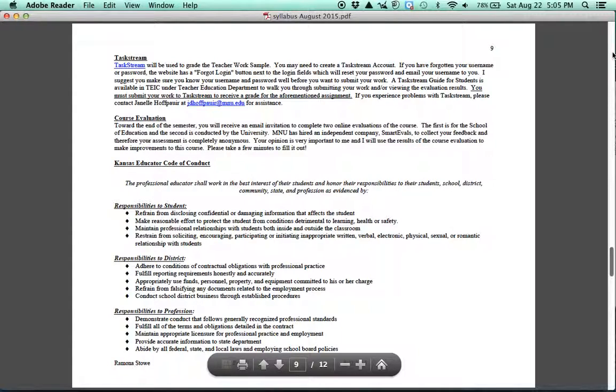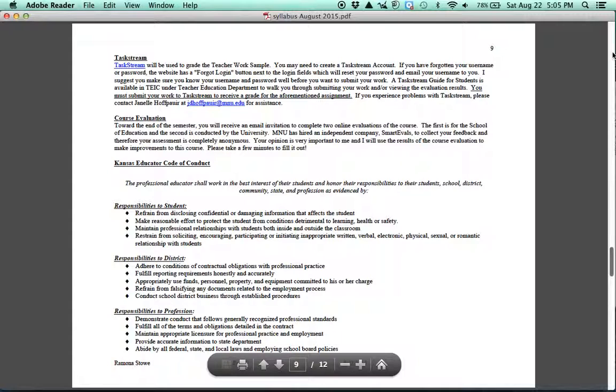TaskStream: you'll be uploading at least one section of your TWS to TaskStream. I'll grade it in Moodle, but I also have to grade it in TaskStream. And then finally, please, please, please do your course evaluation. It really helps me tweak some things, do some things differently for the next course, and just make things better.